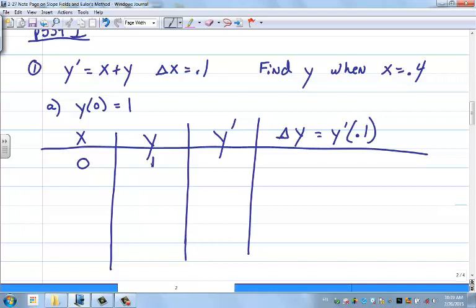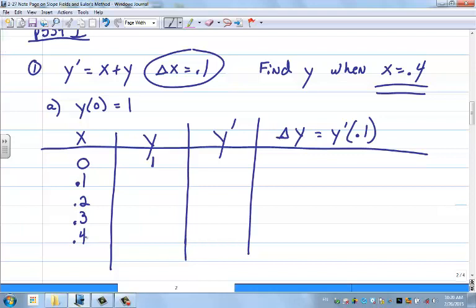Next thing you do is you fill in your x column. Now your x is going to go up by steps of 0.1, and you stop when you reach 0.4. All right, so 0, 0.1, 0.2, 0.3, 0.4, and that is your x column.